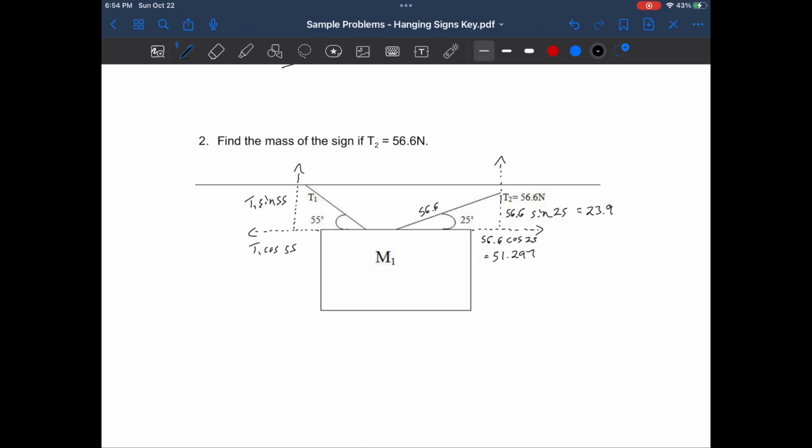Well, the good part is the horizontal component's going to be fairly easy and straightforward. T1 cosine 55 to the left is equal to 51.297 to the right. Left is equal to right. These are balanced forces. Our signs are not accelerating. They have a constant velocity of 0. So I've got T1. I'm going to find out what cosine of 55 is. And then in my calculator, I type in 51.297 divided by that answer I got previously when I calculated cosine of 55. When I did that, I got 89.434. You should have something very close as well.